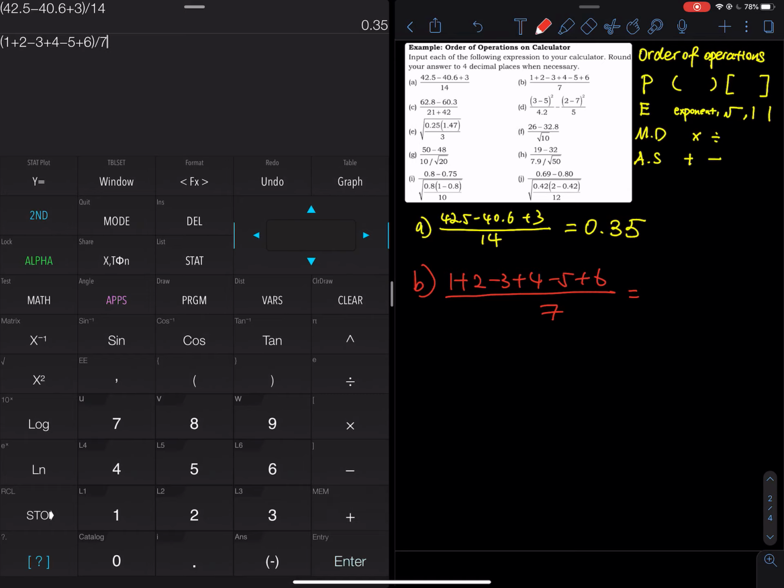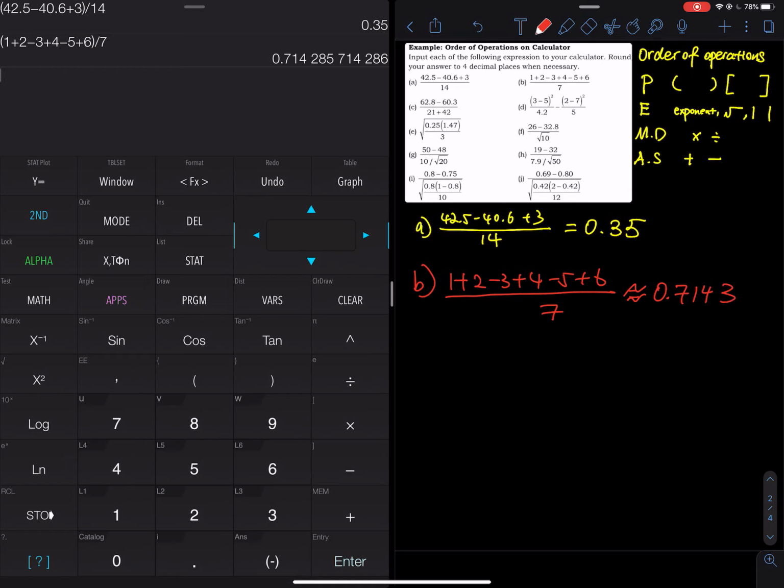Using parentheses is extremely important, because according to the order of operation, division has higher priority. If you don't use parentheses, they will do 6 divided by 7 first, and then they will go from left to right. That will be a huge mistake. So that is approximately equal to 0.7143.